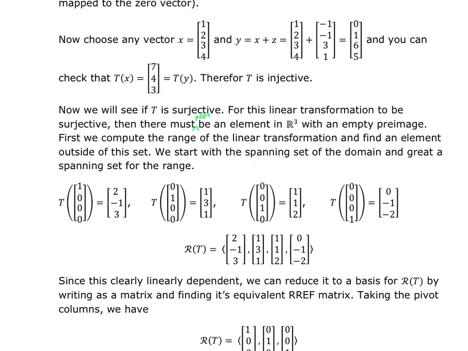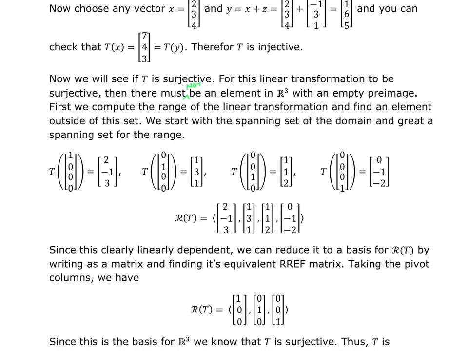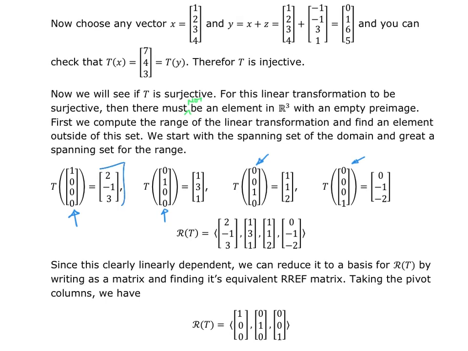So what we're going to do is start with the spanning set of the domain. Because we're in R4, it would be these vectors. My first vector has 1 in the first position, my second vector 1 in the second position, in the third position, and then in the fourth position. We know that is the spanning set for R4. It will get mapped to the first column. And so my first column is this.